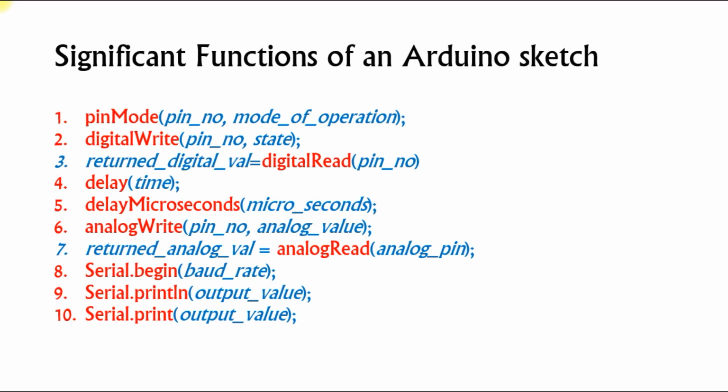Usually we fix the baud rate at a few standard rates like 4800, 9600, 115200. These are the different standard baud rates. We usually use 9600.